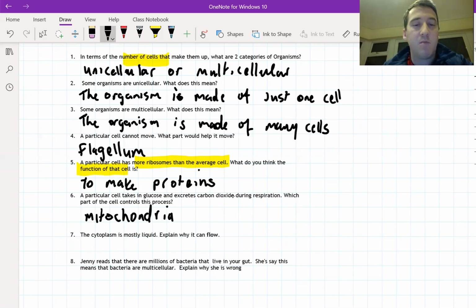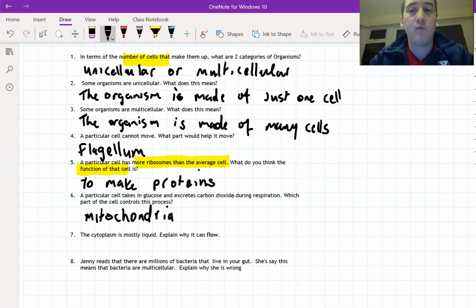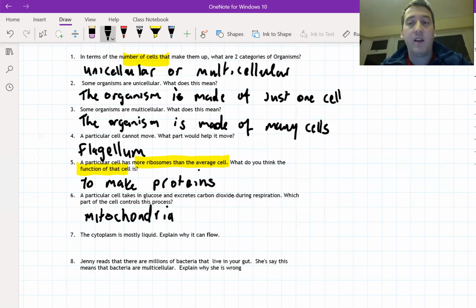The cytoplasm is mostly liquid. Explain why it can flow. Okay, so again, this is more retrieval. We're thinking back to when we studied particles. So you guys, my class, have studied particles before. And if you haven't, then you can go back and watch the videos that I've made for particles when we discussed why things flow. But why can it flow?